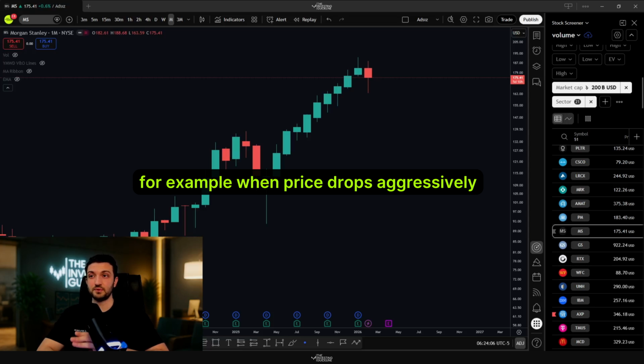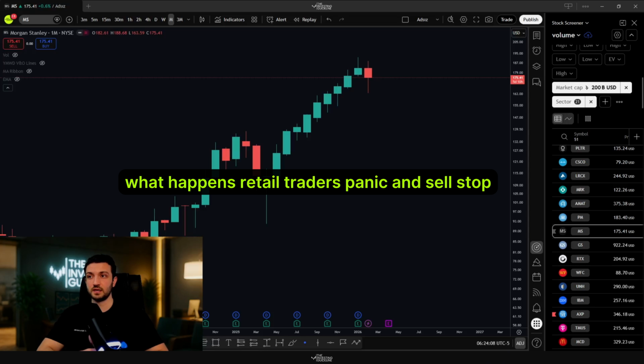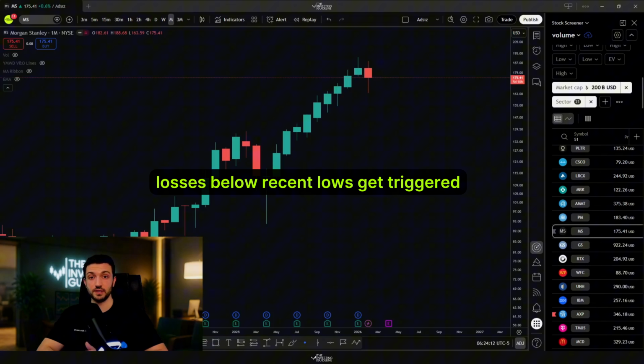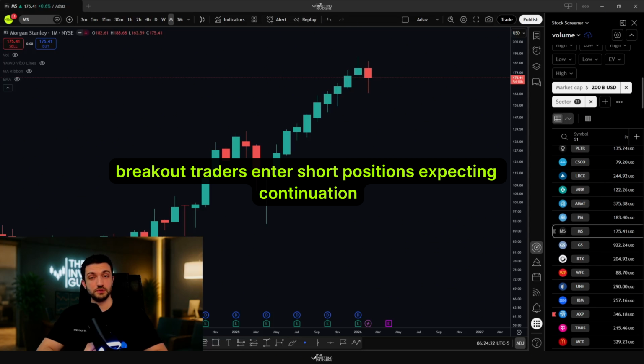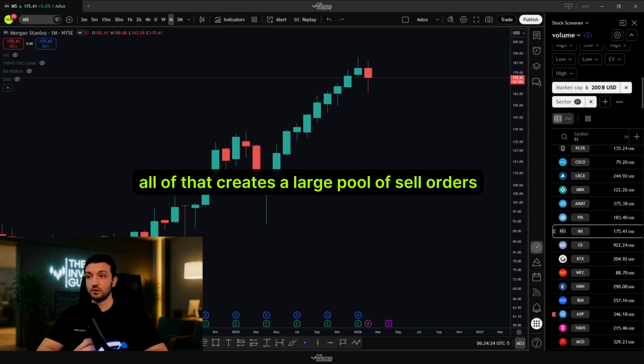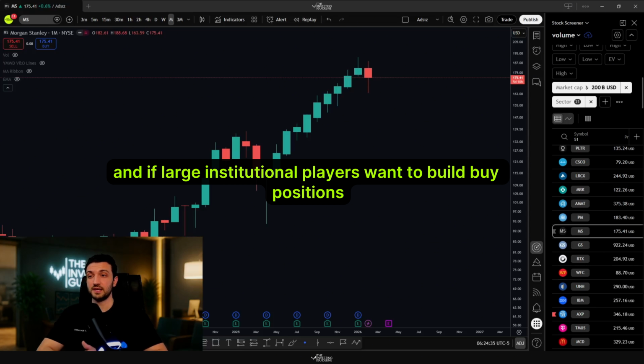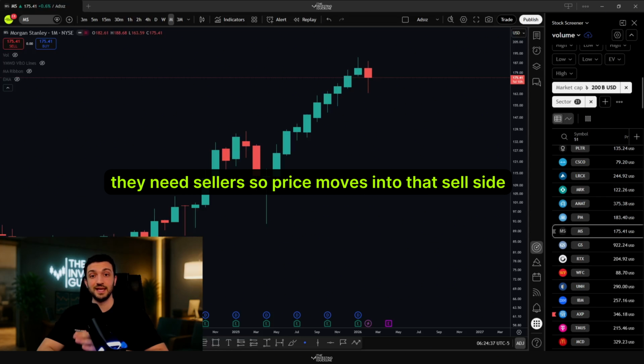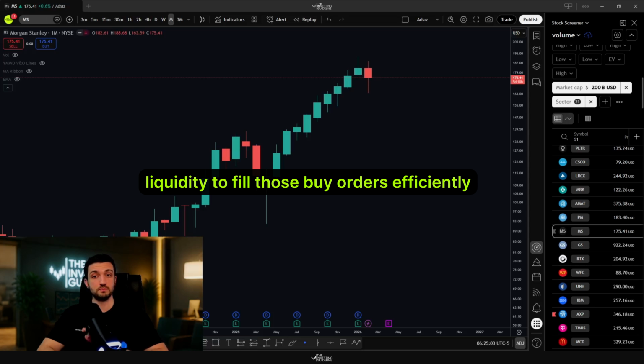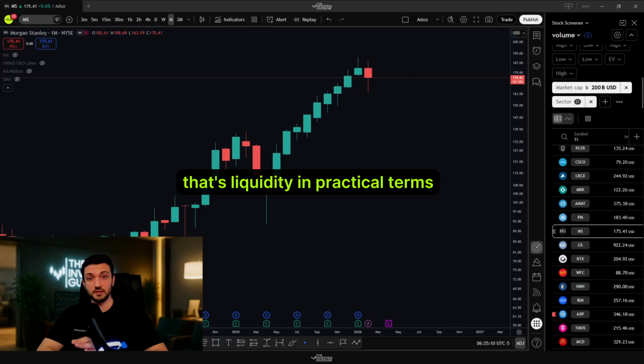For example, when price drops aggressively, what happens? Retail traders panic and sell. Stop losses below recent lows get triggered. Breakout traders enter short positions expecting continuation. All of that creates a large pool of sell orders. And if large institutional players want to build buy positions, they need sellers. So price moves into that sell side liquidity to fill those buy orders efficiently. That's liquidity in practical terms.